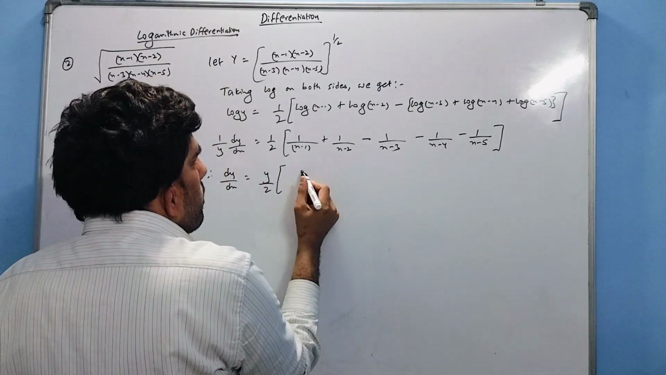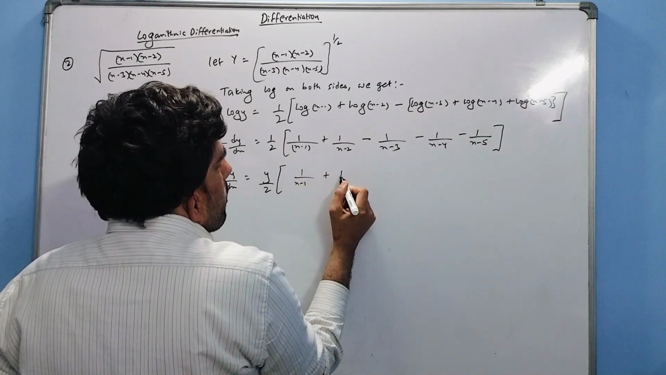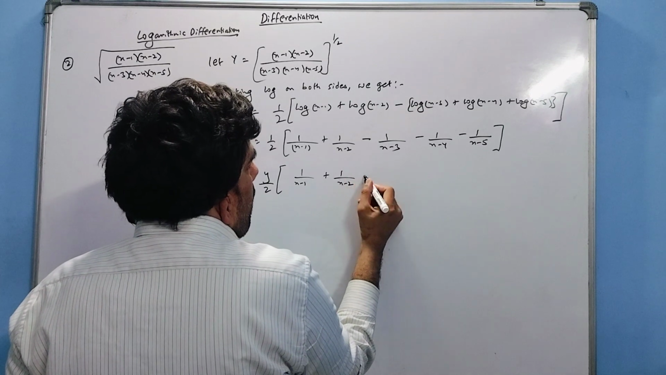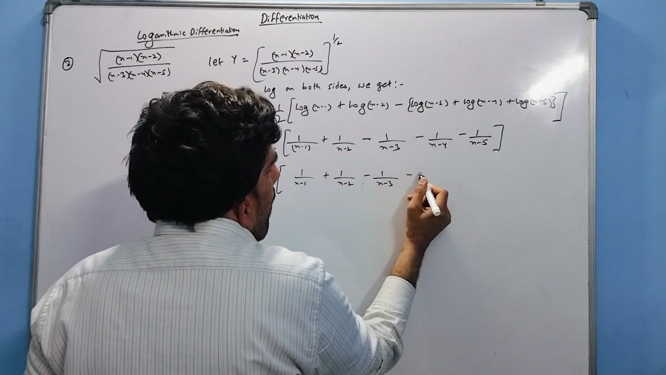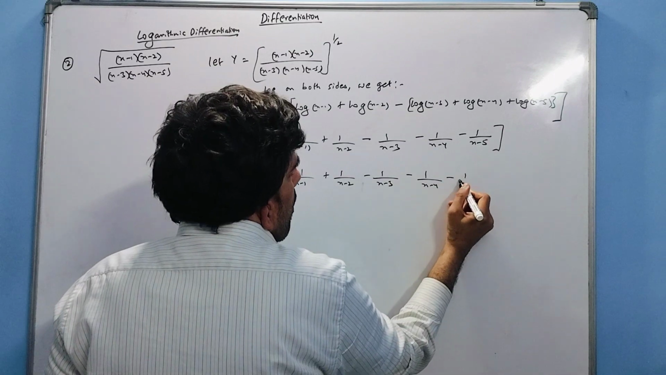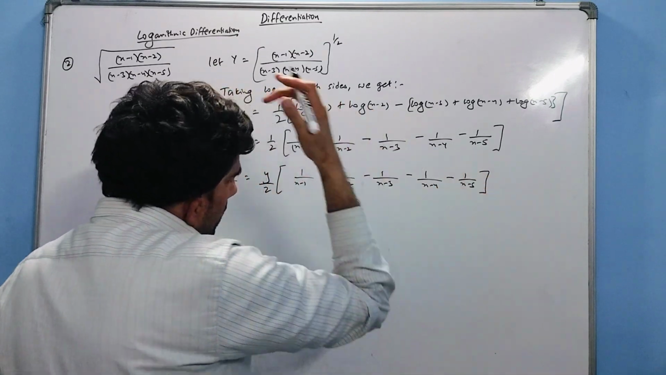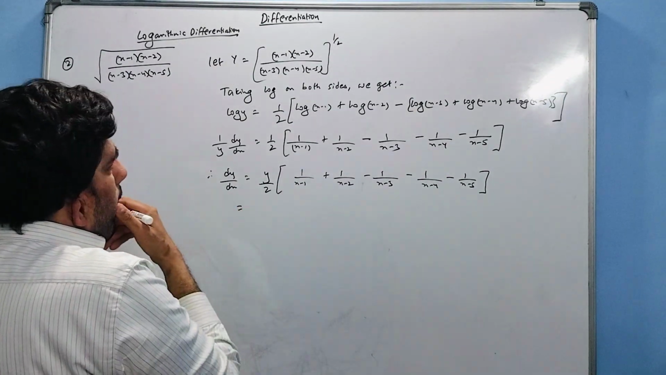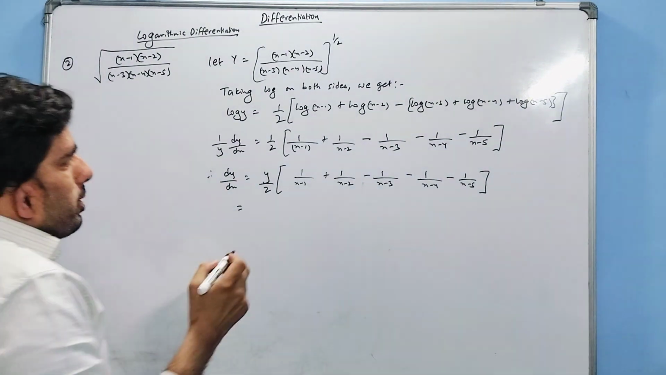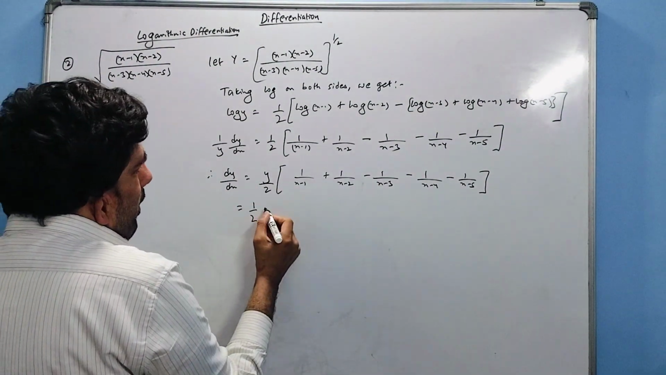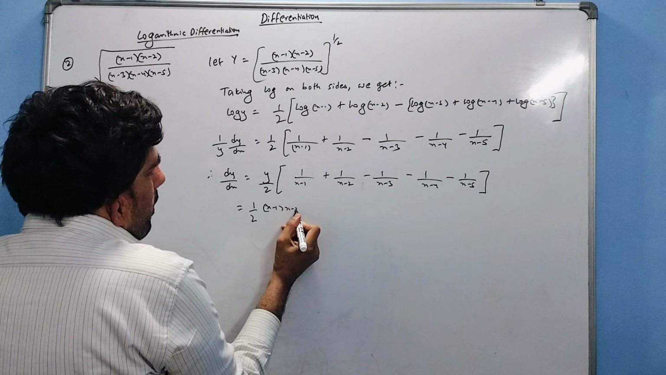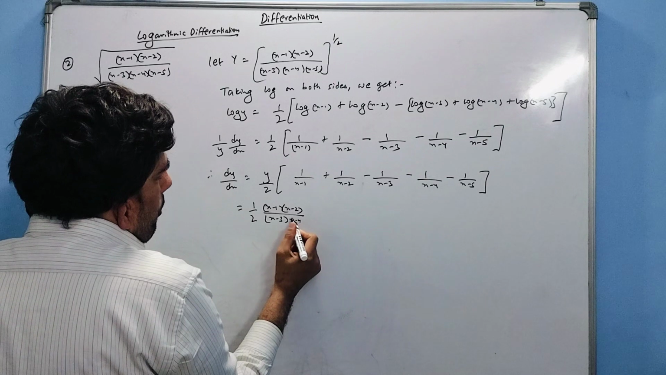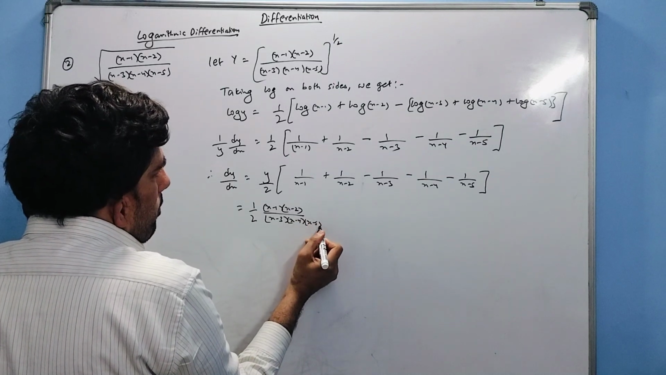What we can do, leave it as it is: 1 upon x minus 1 plus 1 upon x minus 2 minus 1 upon x minus 3 minus 1 upon x minus 4 minus 5. Okay, so what we have is this. Now what we can do here is y. What is y? Oh my god, it's too much. So now we can put here what y is: x minus 1, x minus 2, x minus 3, x minus 4, x minus 5.